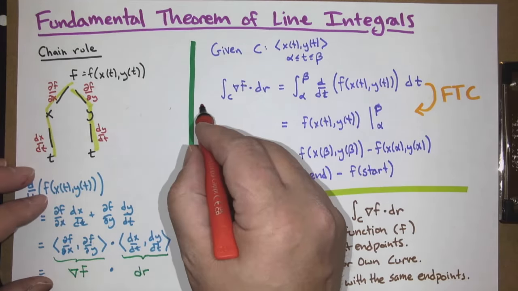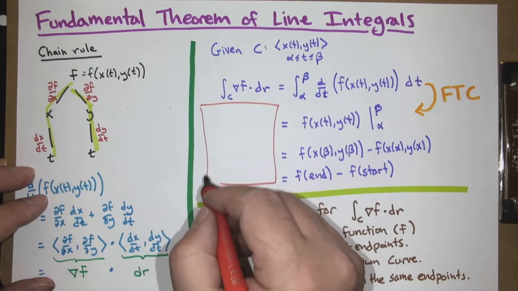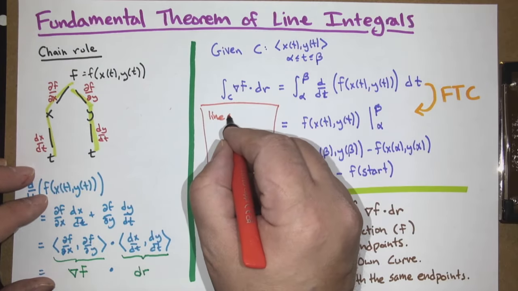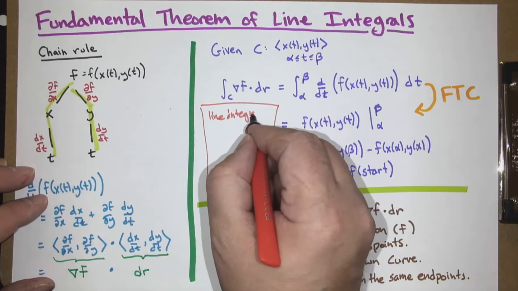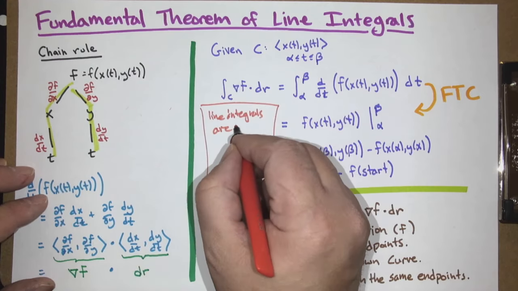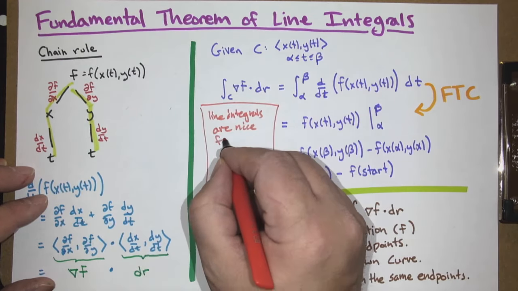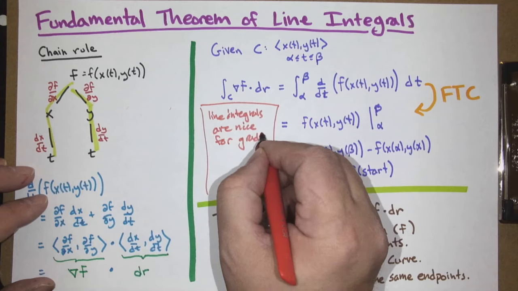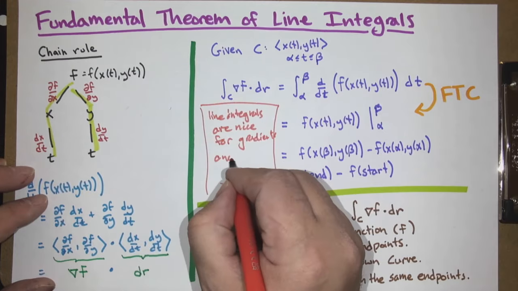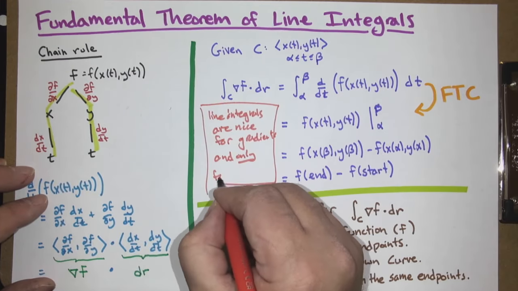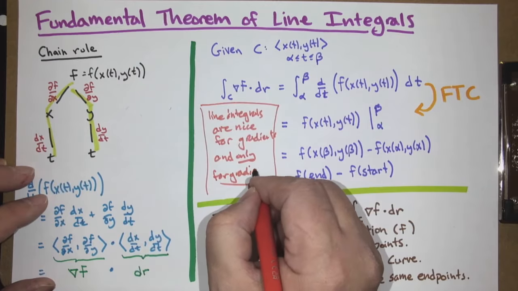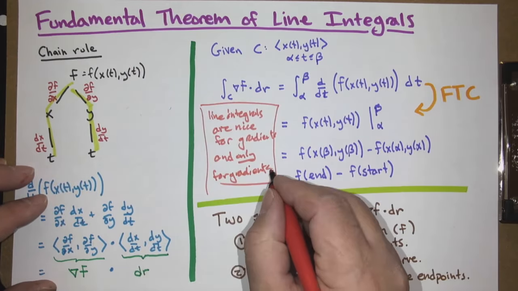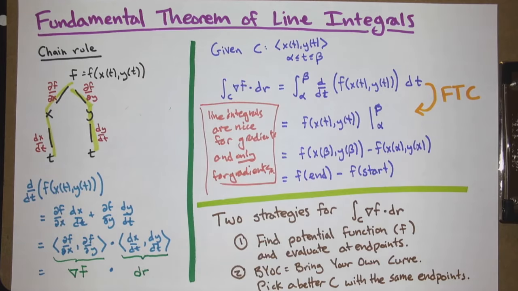Maybe I should write this down while I pontificate. Line integrals are nice for gradients, and only for gradients. So, all right. So if it's not a gradient, you're out of luck. You definitely have to do something. Okay, any questions?